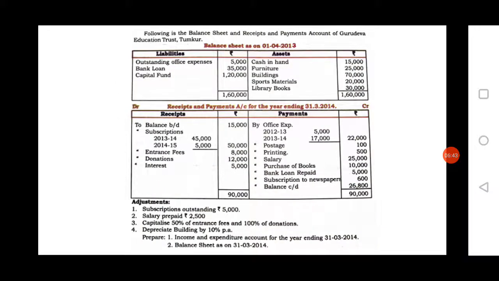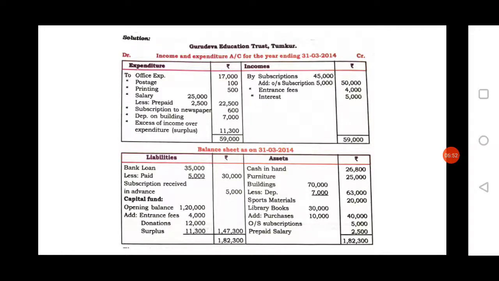Next item on the receipt side is interest, that is rupees 5,000. It is a revenue receipt. Therefore, on the income side you have to record interest 5,000. Here the credit side is more. Therefore, on the debit side you have to record the surplus by deducting debits from the credit side total. If you deduct the debit side items, then you will get the surplus, that is the balancing figure. Then you will get the same total, 59,000.